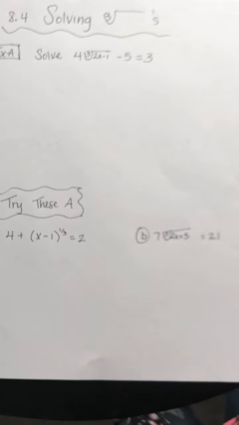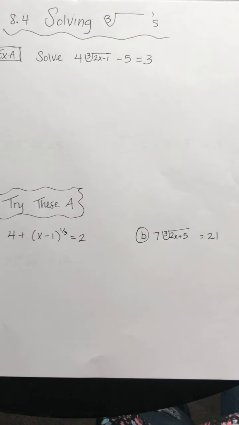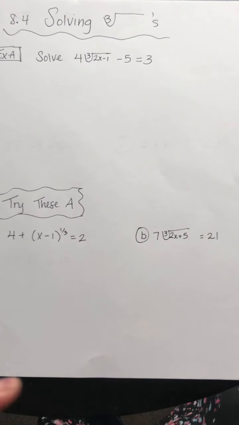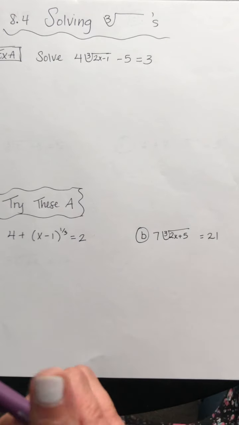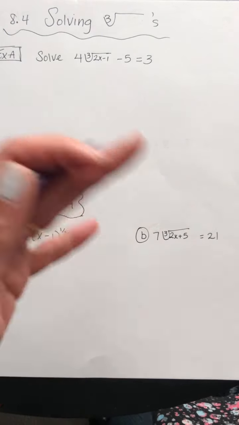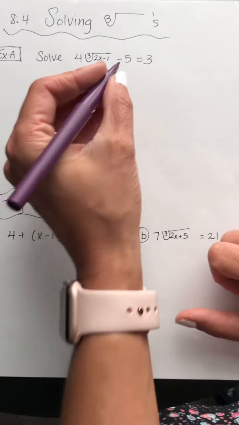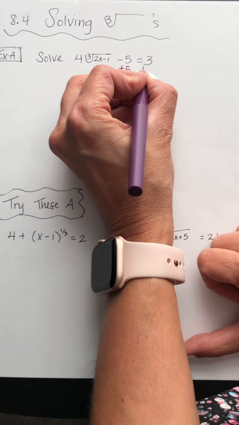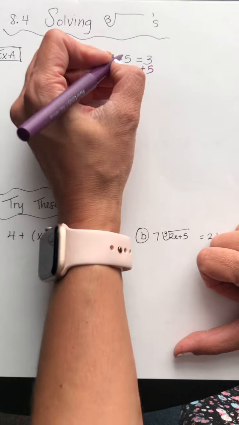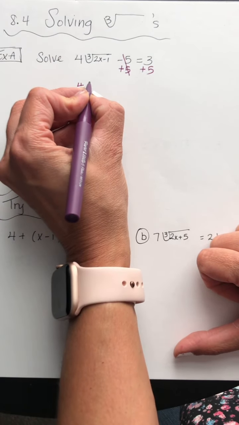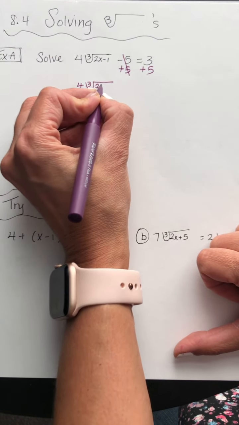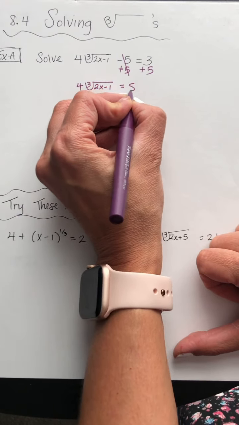All right, so we're going to solve these. So the same steps as the square roots are going to apply. So the first thing would be to isolate the radical. So remember, we need to work reverse PEMDAS. So at the bottom of PEMDAS is adding or subtracting. So that's what we need to start with when we're undoing what's been done to x. So we need to add 5 to both sides. So we'll have 4 cubed root of 2x minus 1 equals 8.